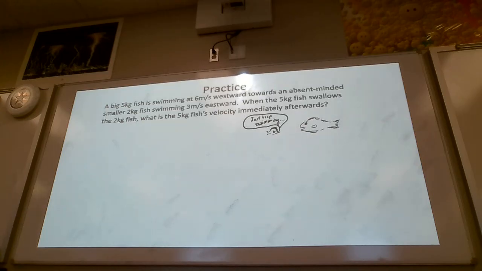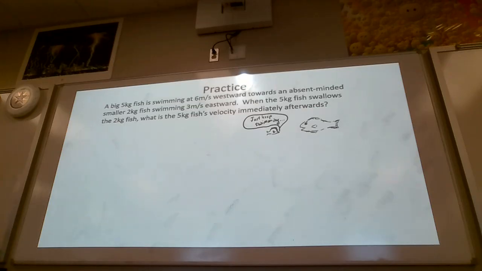Big fish, 5 kilograms, is swimming at 6 meters per second westward towards an absent-minded, smaller 2-kilogram fish swimming at 3 meters per second eastward. When the 5-kilogram fish swallows the 2-kilogram fish, what is the 5-kilogram fish's velocity immediately after lunch? So let's just put this out on the table. Dory would not make it past childhood. Like, sorry.